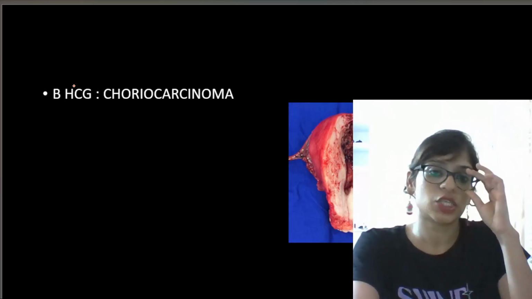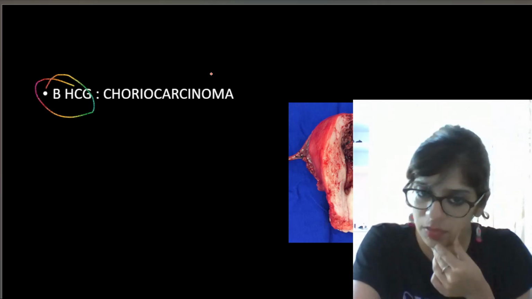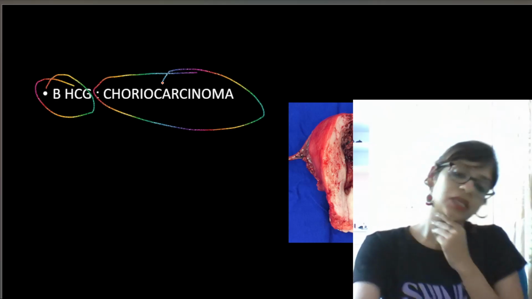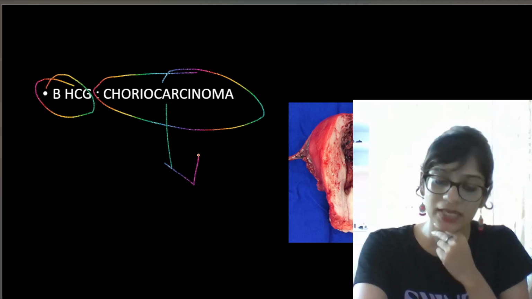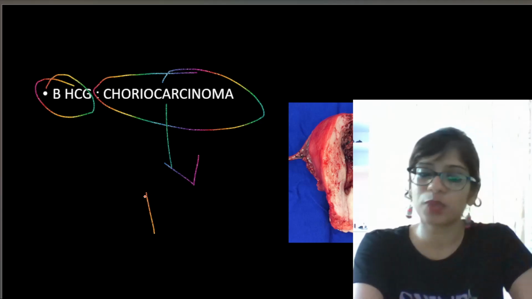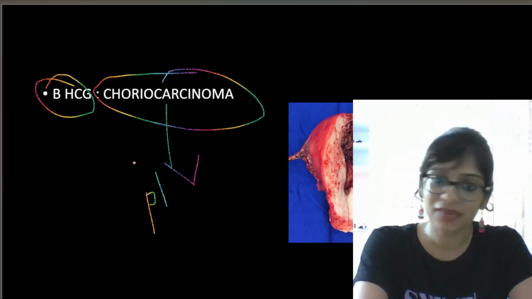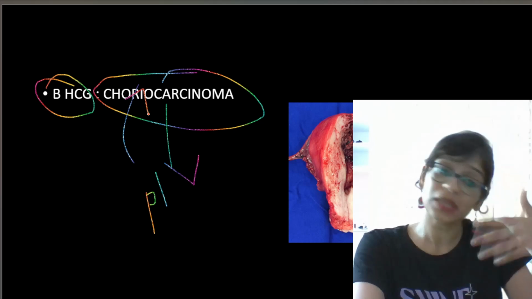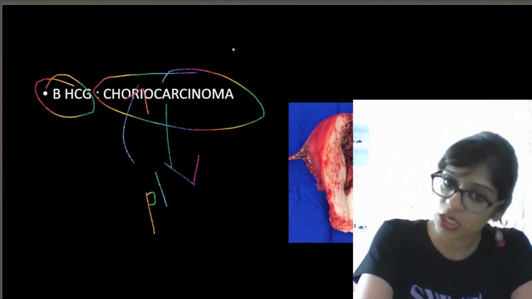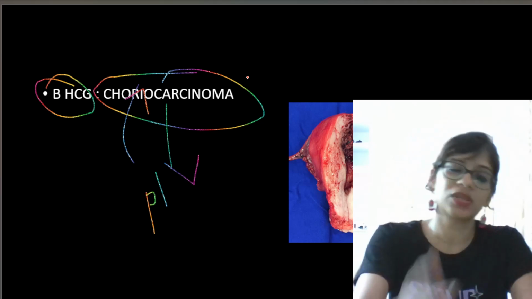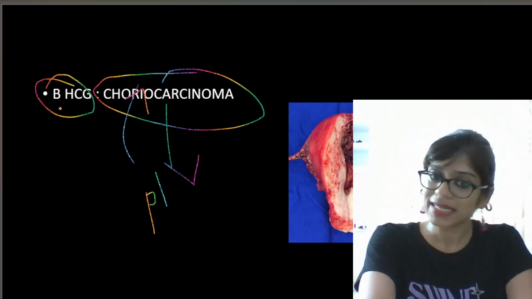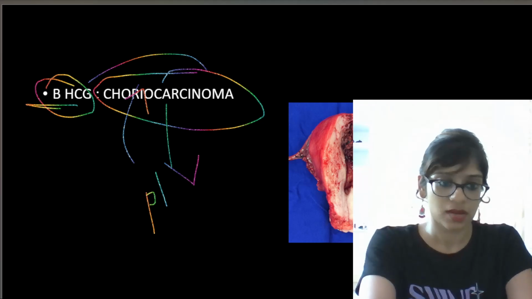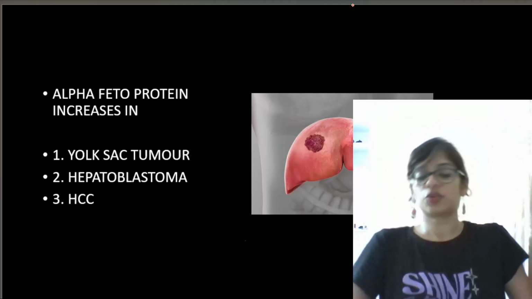Now the next one, beta HCG. If beta HCG is very high in a woman, you will think about choriocarcinoma. What is choriocarcinoma? It is a tumor of the placenta. Usually we get to see it after an ectopic pregnancy or molar pregnancy. But it's not always gestational; there is also non-gestational choriocarcinoma, for example in the ovaries. So beta HCG rises in cases of choriocarcinoma. Fine. Next one, alpha fetoprotein, AFP.